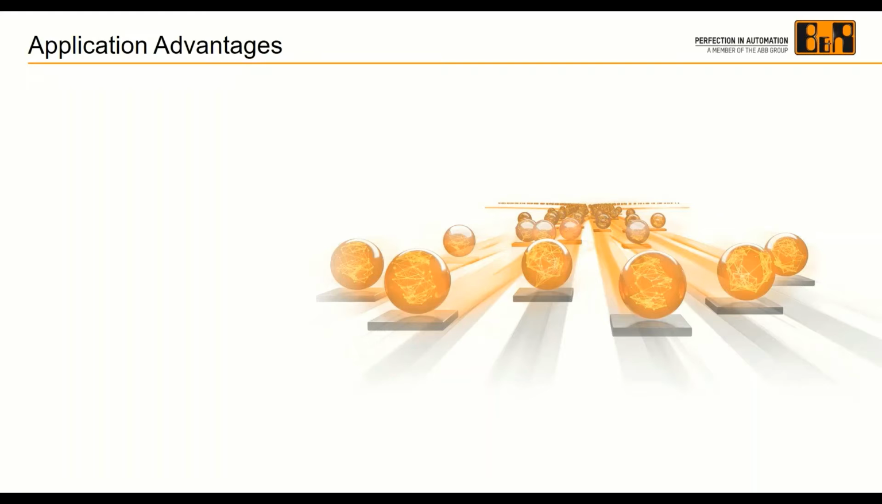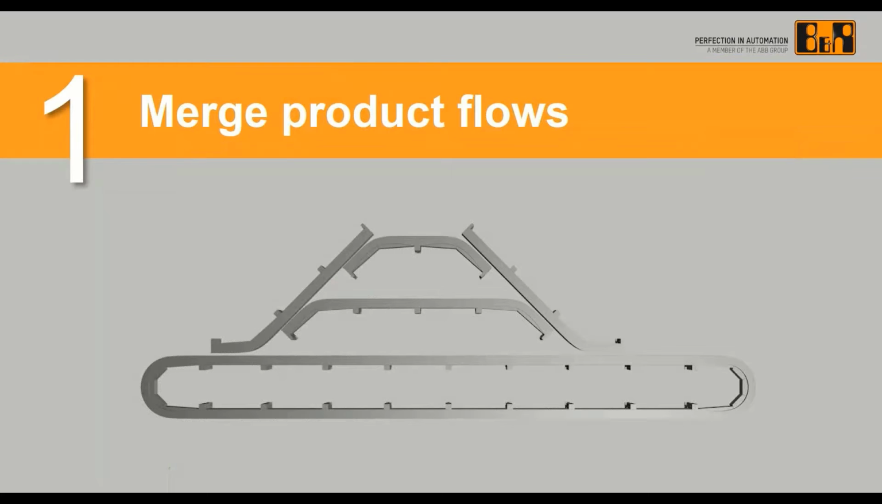So now we've talked about some of the features. How can we apply that? What are some of the ways, some of the advantages in the actual application that we can use those features? So the first one is merging product flows.